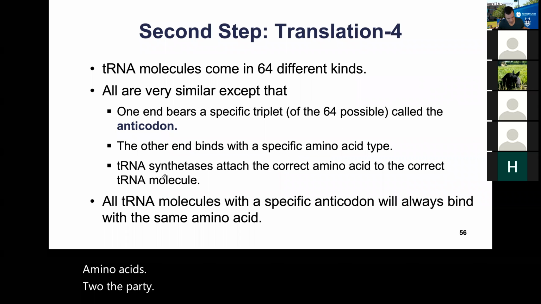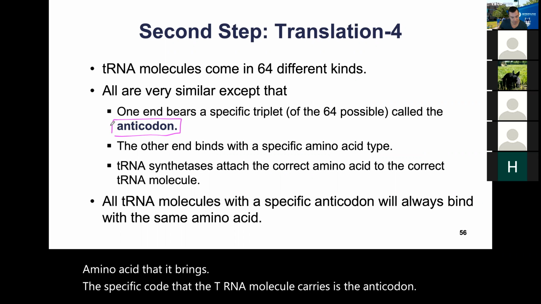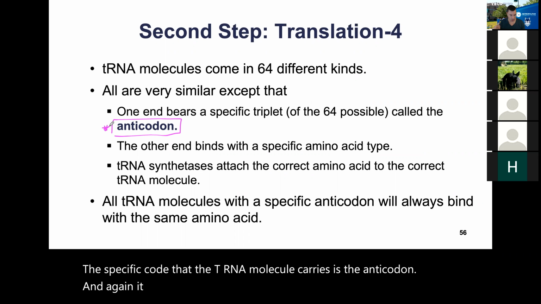We have 64 different possible combinations. Each one has a specific amino acid that it brings. The specific code that the tRNA molecule carries is the anticodon. And again, it is reading the words, the code, the codon found on the mRNA molecule.